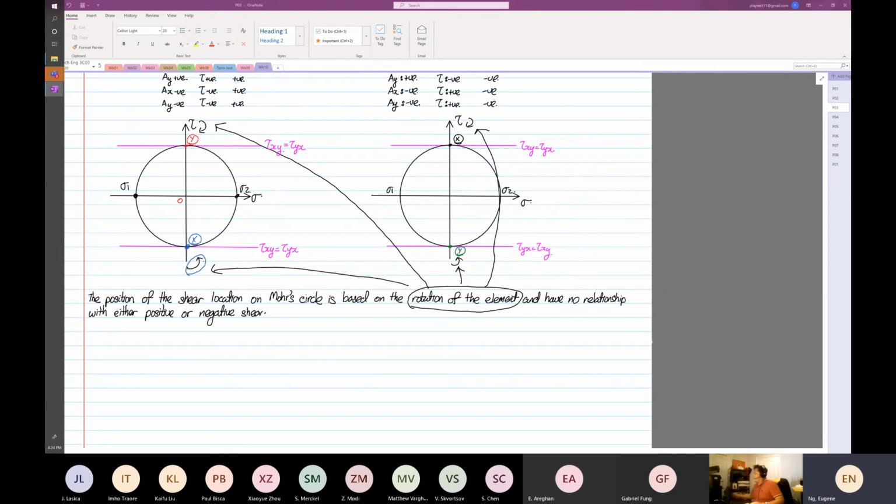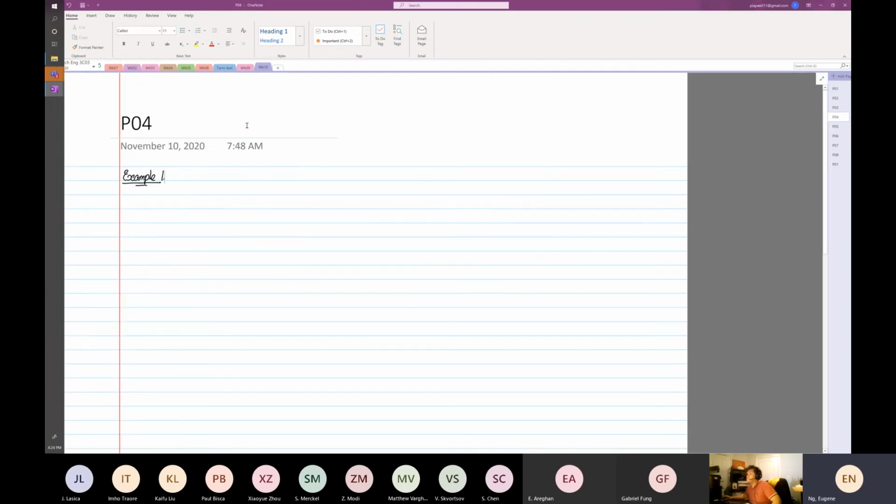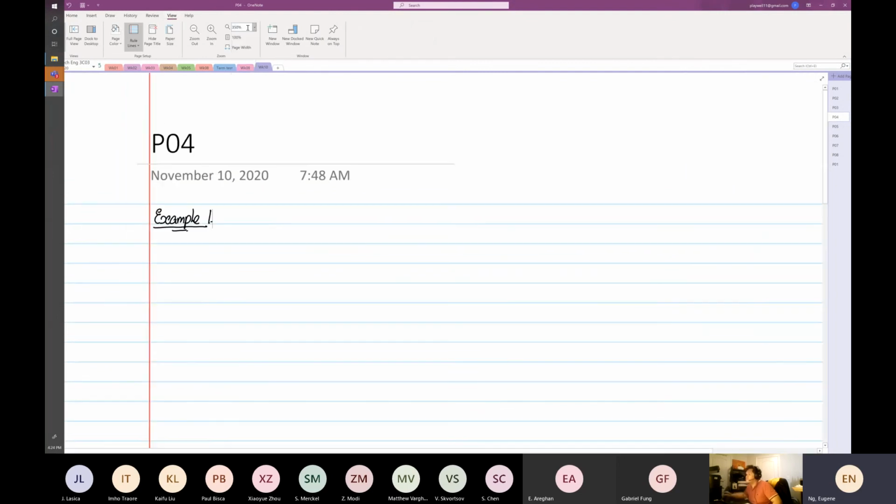Okay, so for this example that we're going to do, let me make the page bigger so you guys can see better. Right, so this example one, the objective is to do what? Okay, so what I want to show you is this.